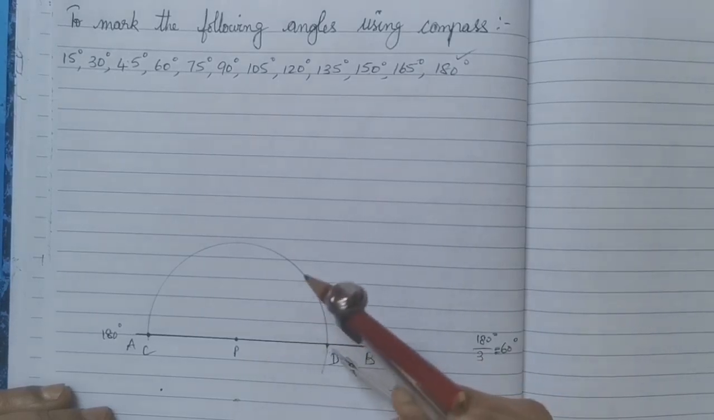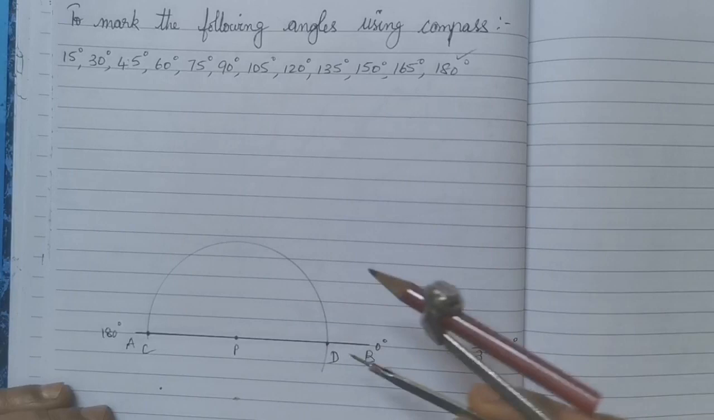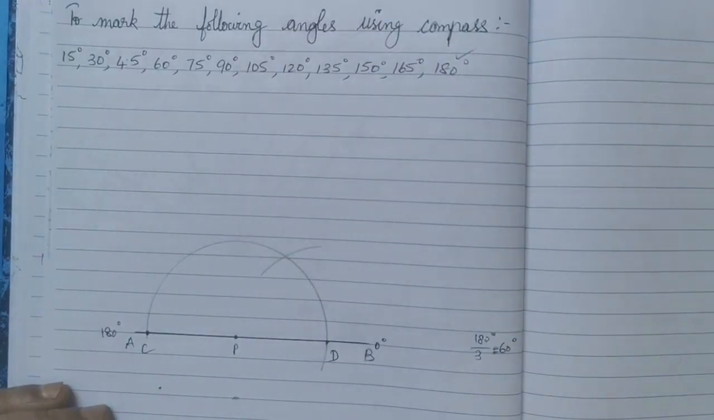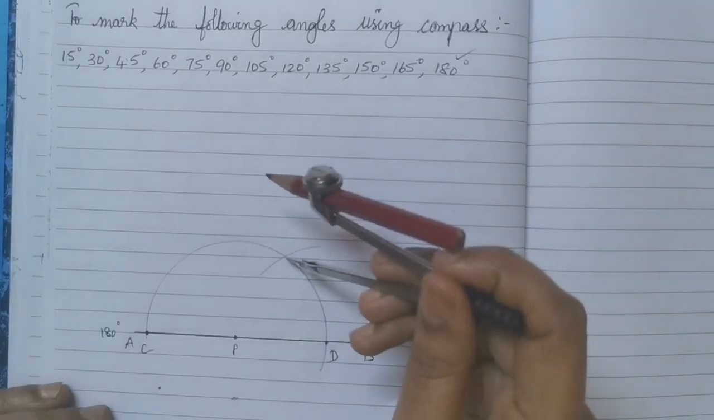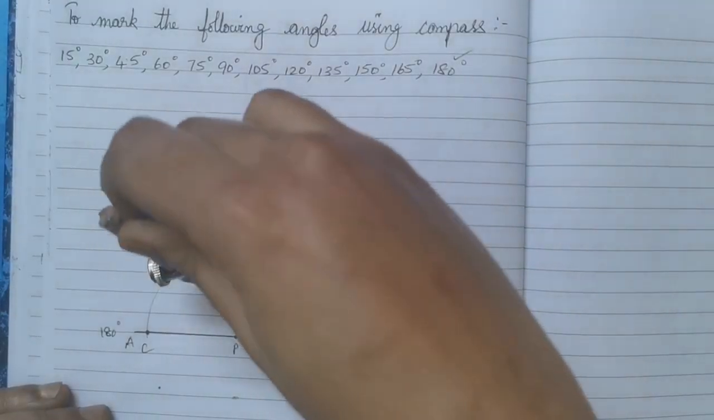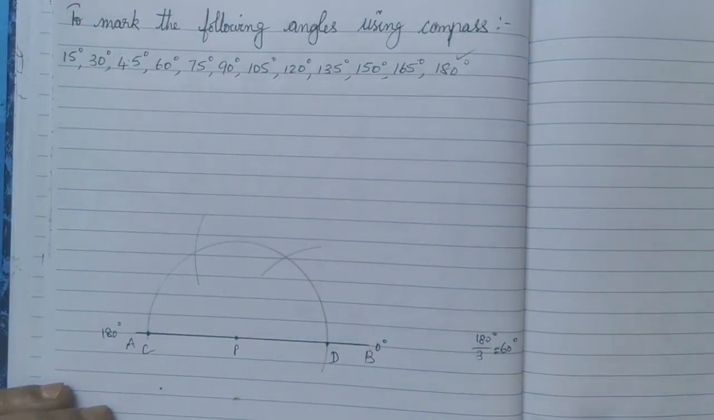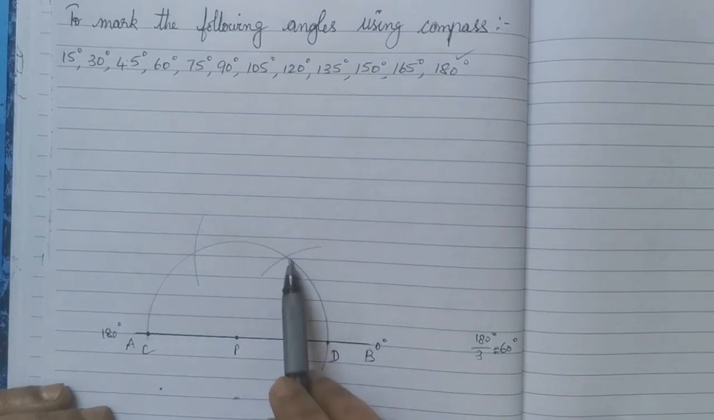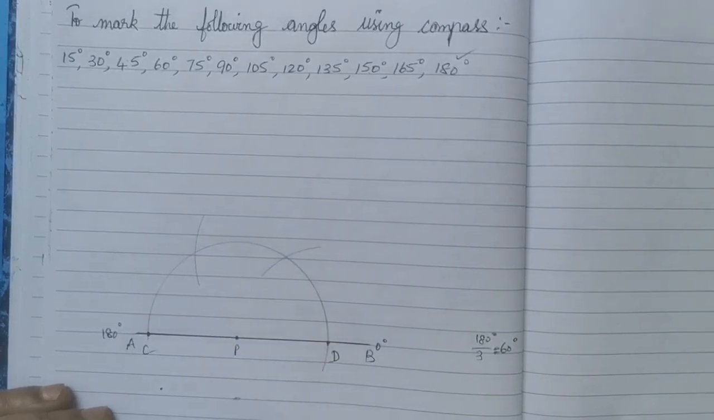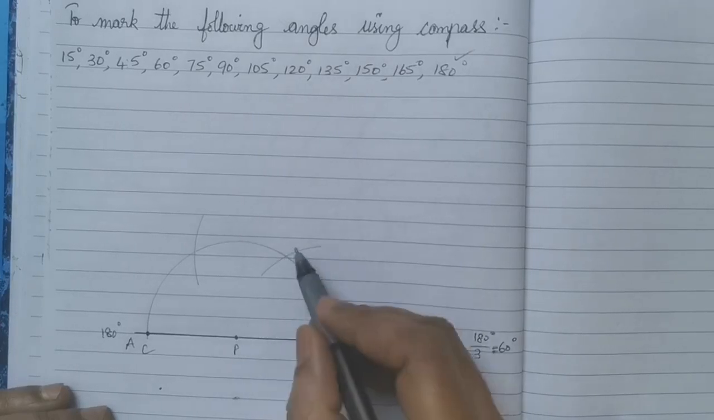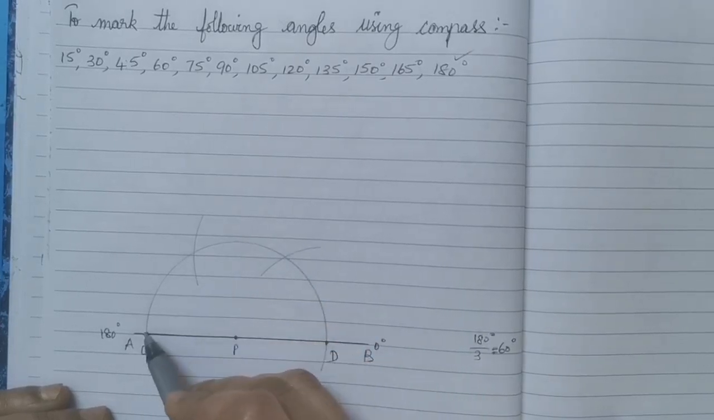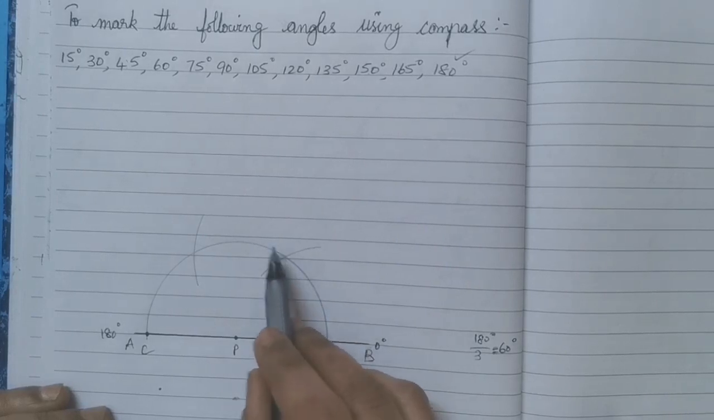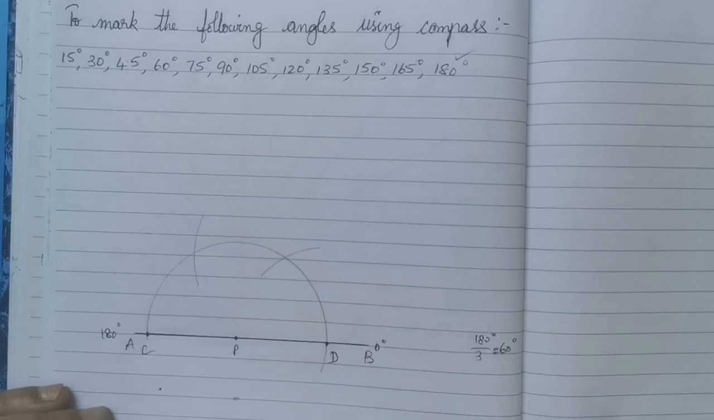Now with the same radius, I keep the pointer on the point D and I mark an arc. Again, on the point of intersection of the two arcs, I make another arc. So now if you see, this particular arc is divided into 3 parts: first, second and third. This indicates 60 degree, this indicates 120 degree and this indicates 180. So 0 plus 60 is 60 degree, 60 plus 60 is 120, 120 plus 60 is 180.